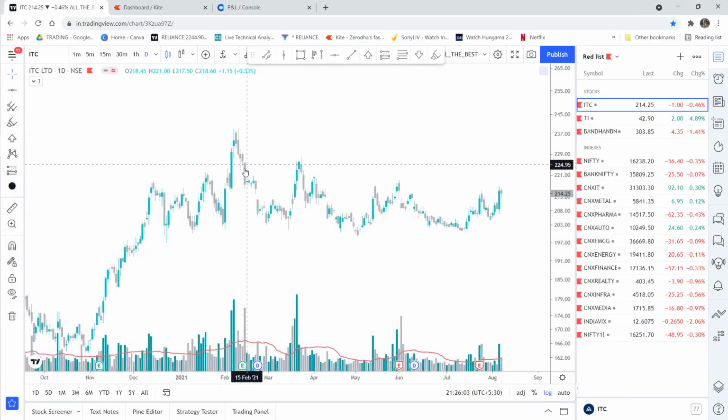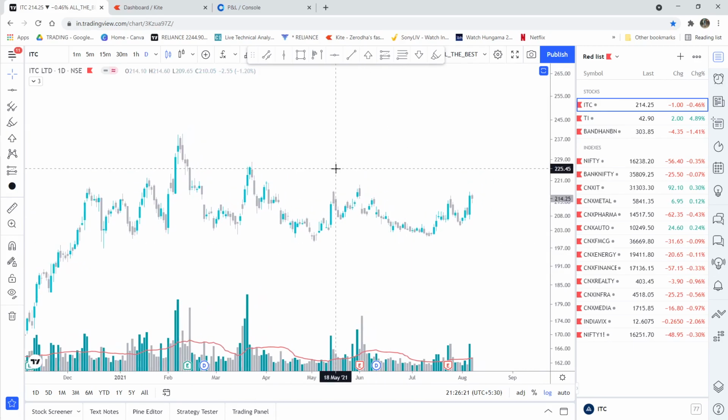Hello guys, so today I will be showing you the positional setup for ITC. How did I make an entry into the stock? What was my stop loss? What was my target?